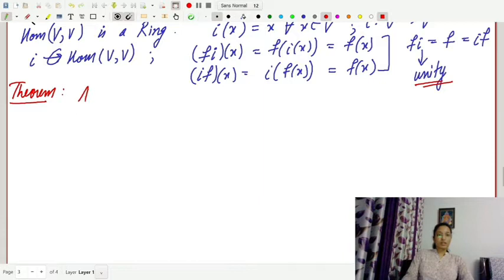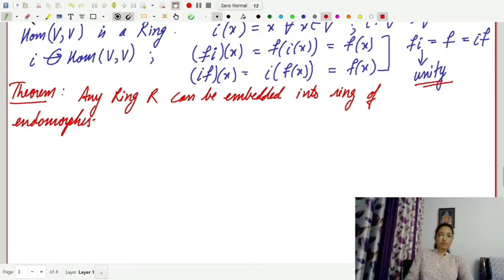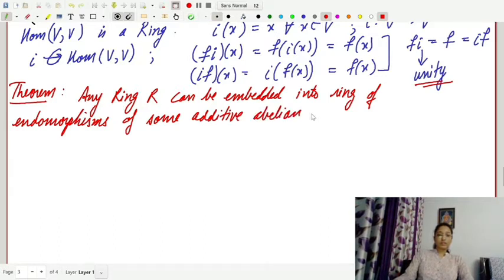that any ring R can be embedded into the ring of endomorphisms of some additive abelian group. इसका प्रूफ देखते हैं ऐसे.